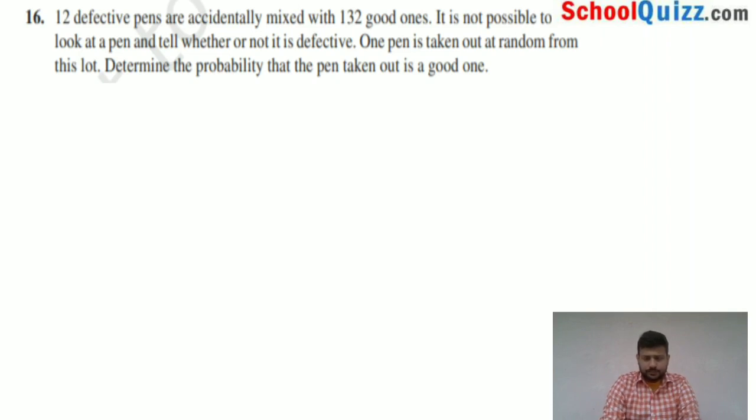Question number 16 states that 12 defective pens are accidentally mixed with 132 good ones. It is not possible to just look at a pen and tell whether or not it is defective. One pen is taken out at random from this lot. Determine the probability that the pen taken out is a good one.